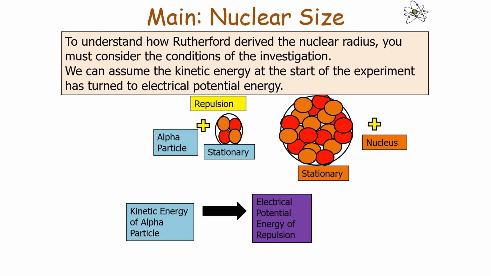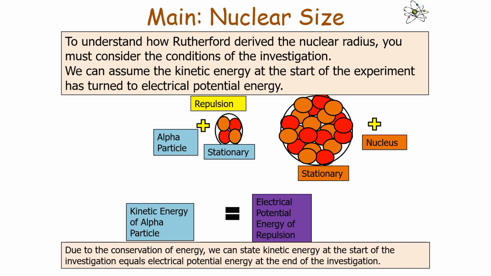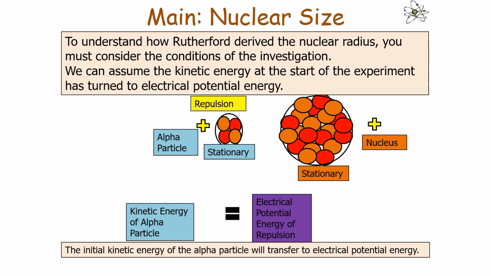So what will happen is that the kinetic energy at the start of the experiment will turn into electrical potential energy. Due to the conservation of energy, we can state that the kinetic energy at the start of the investigation equals the electrical potential energy at the end of the investigation. So the initial kinetic energy of the alpha particle will transfer to the electrical potential energy.